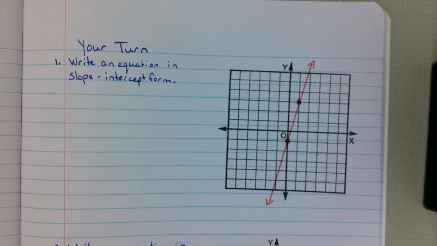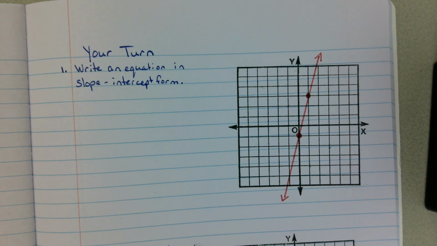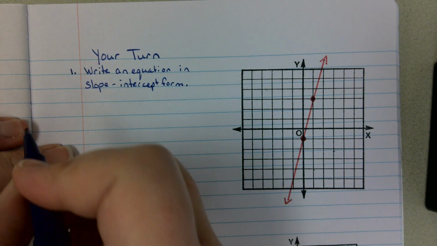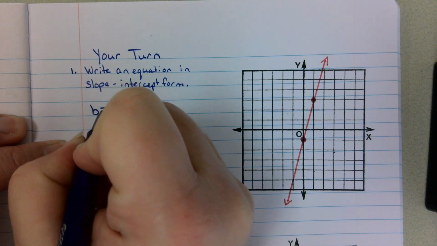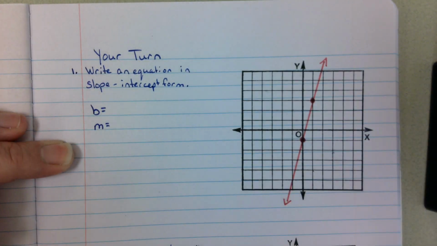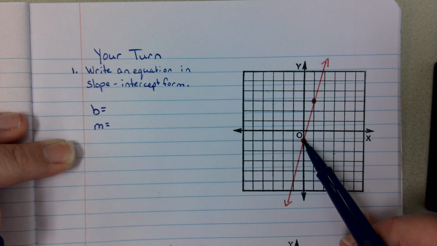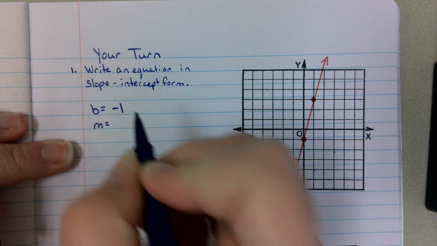All right, now I've got a couple for you to try. So here's the first one I want you to try. Write an equation in slope-intercept form. All right, so the first things you need to do are identify your b and your m, and your b is your y-intercept. So here's my origin, and my graph intersects the y-axis right here. So that's down 1, or -1.